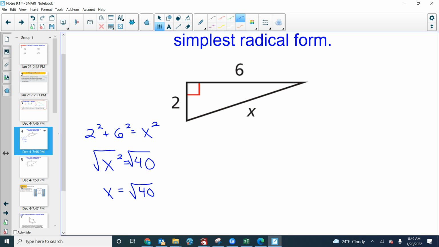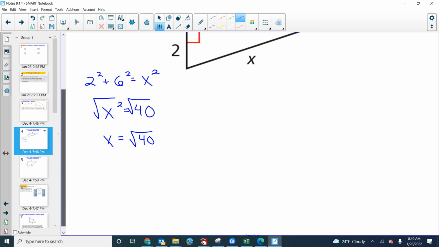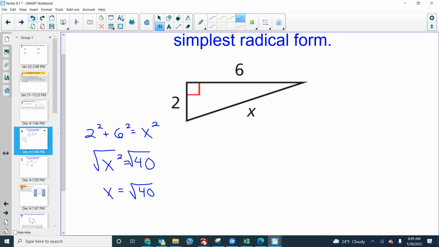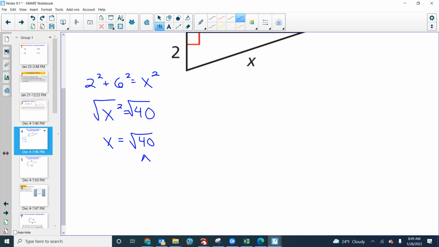All right, now notice it says simplest radical form. Now you could do your factor tree. Would you do 4 and 10 probably? Do we need to keep going with 4? You can, if you want to. Isn't this the square root of 4 times the square root of 10? Isn't that the same thing as that? Isn't that what we're actually doing? You can keep going, but what's the square root of 4? 2. Okay?